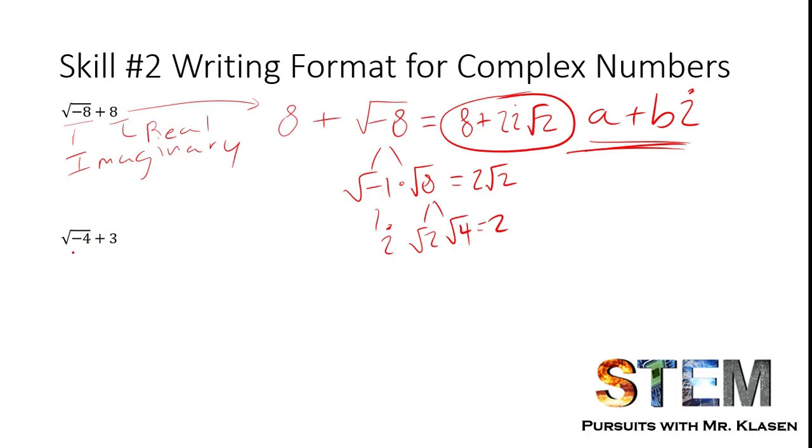And again, the same thing would apply here. We can split out the square root of negative 1 times the square root of 4. And the square root of negative 1 is equal to i. And as you may have guessed, the square root of 4 is equal to 2. So when we write this out in the correct complex number format, this will equal 3 plus 2i.